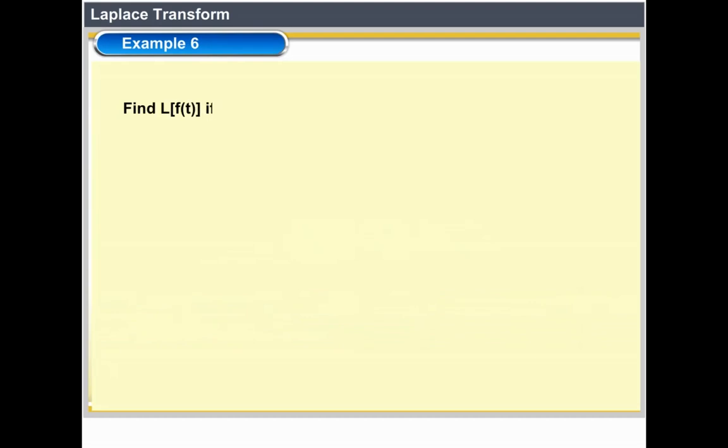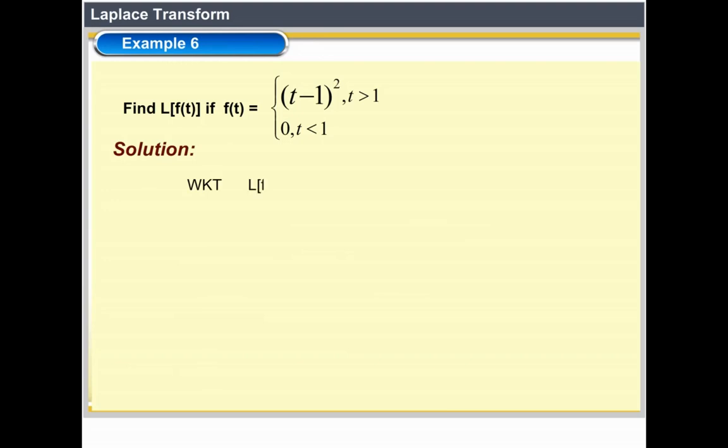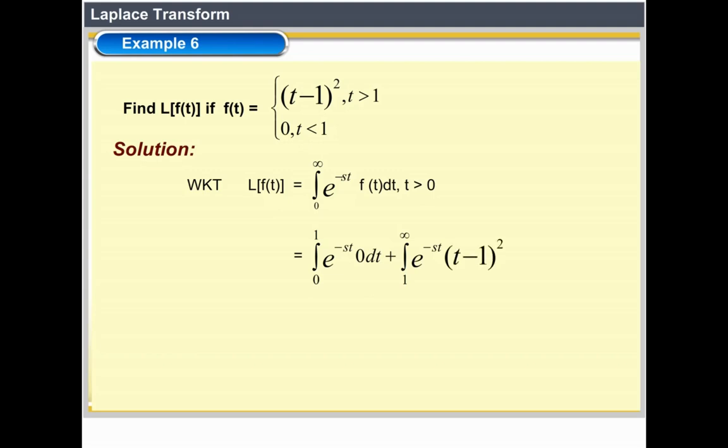Find L of f of t if f of t equals (t minus 1) the whole square for t greater than 1, then 0 for t less than 1. Solution: we know that L of f of t equals integral 0 to infinity e power minus st into f of t into dt for t greater than 0, equals integral 0 to 1 e power minus st into 0 into dt plus integral 1 to infinity e power minus st into (t minus 1) the whole square into dt.